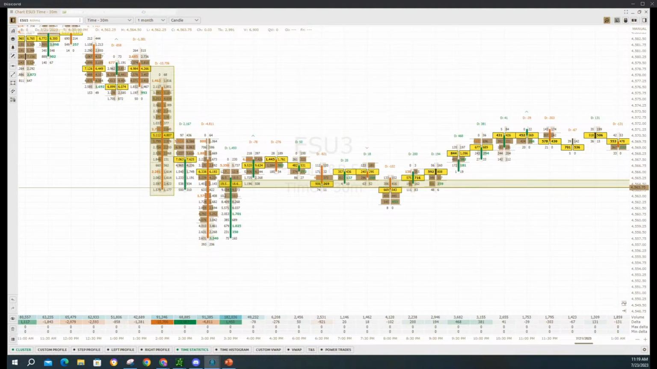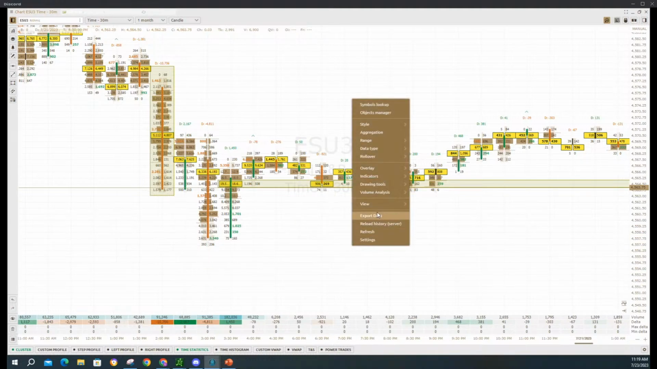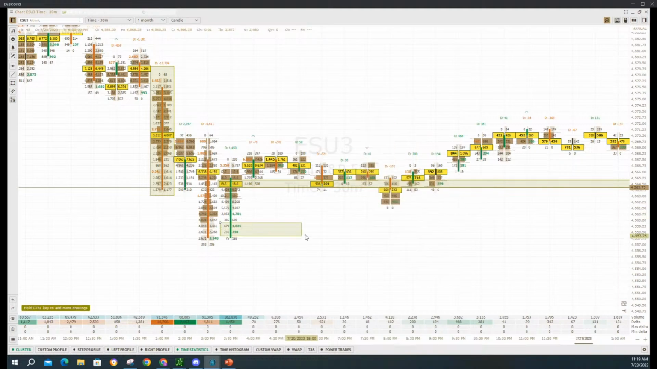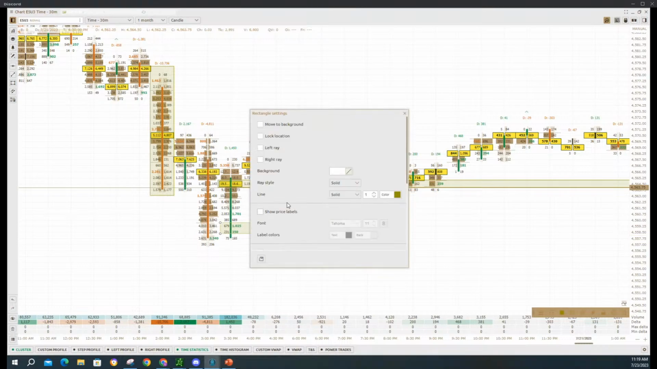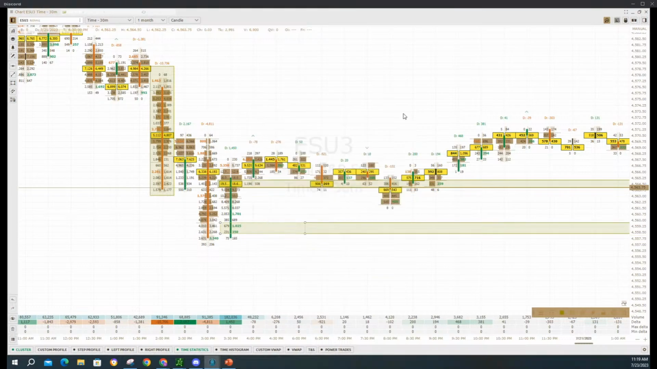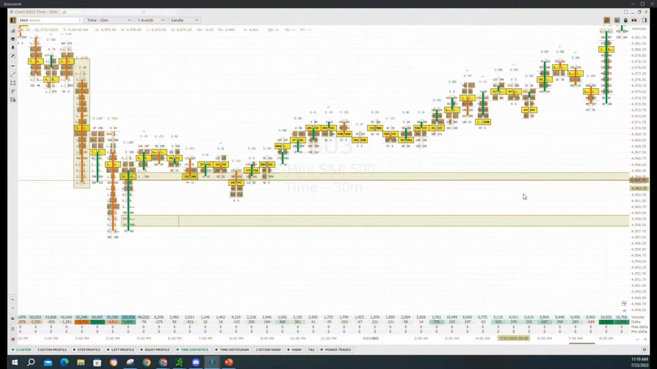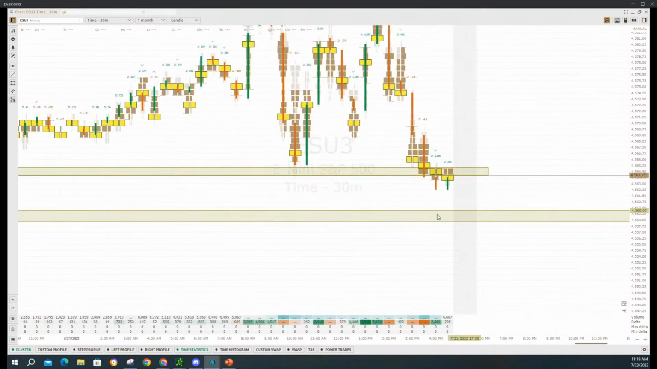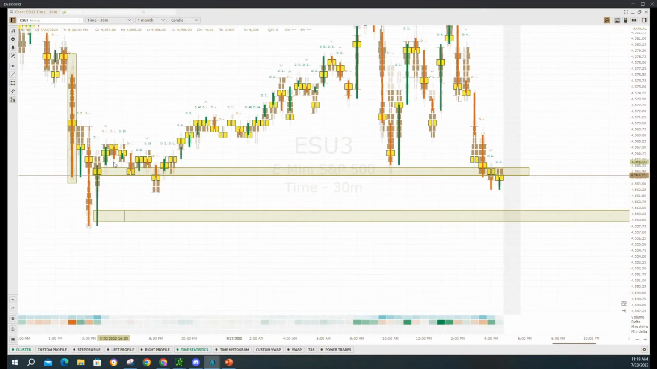What is the key? The imbalance is now the key. If they're able to take over this imbalance right here, then we know that this buyer is gone. As much as he did buying, there was just a little bit more selling, more aggressive selling, and they took over, and most likely we're headed lower.